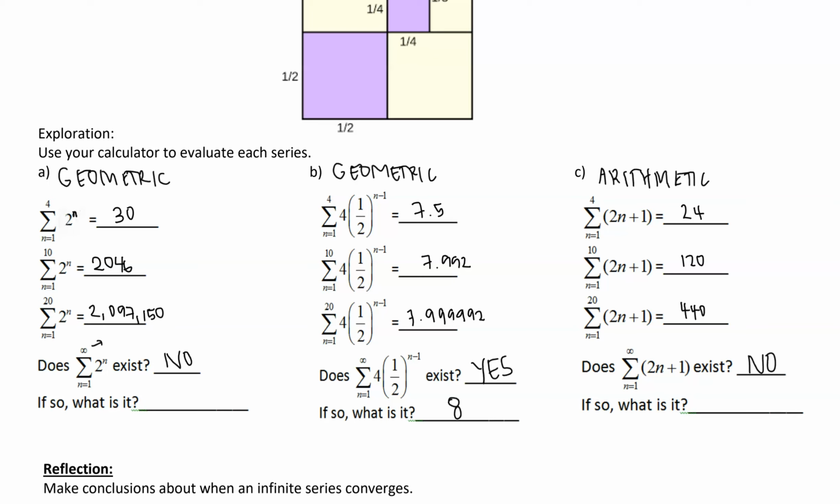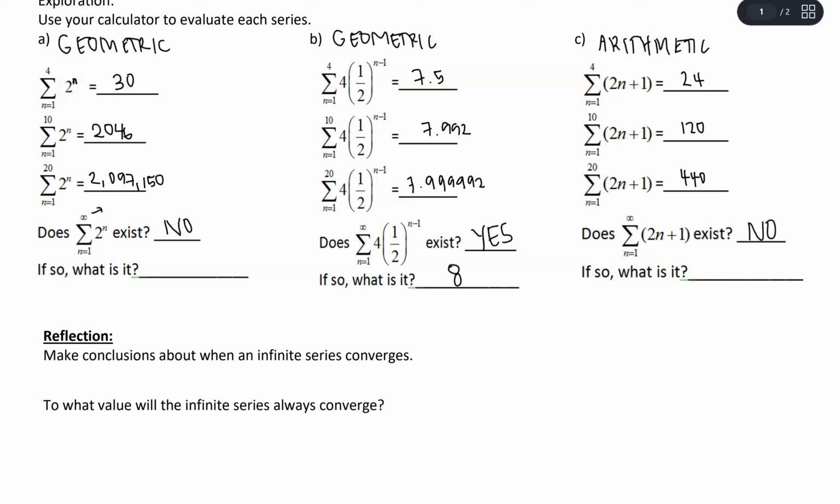But geometric, what's the difference between A and B to be able to calculate an infinite series? What do you notice about your R value? This R value is a whole number and this one's a fraction. So it's got to be geometric, and its R value, or rather the absolute value of the R value, has got to be between 0 and 1.